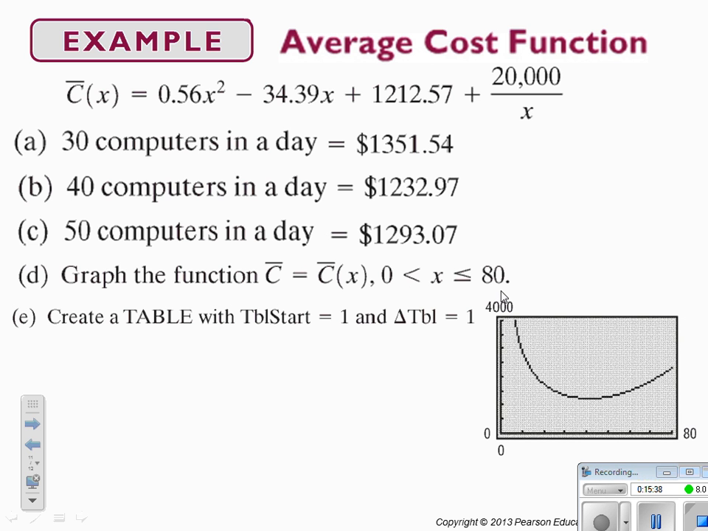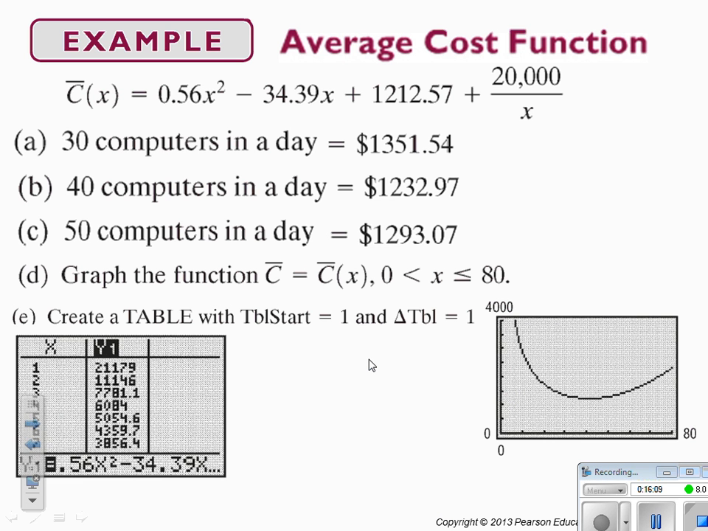The x values. So if you're looking at your window, your x should go from 0 to 80, and I believe we're counting by tens. So your x scale is 10, and then on the y it's 0 to 4,000, counting by 500. All right, so there's the graph of the function, and here is our table.